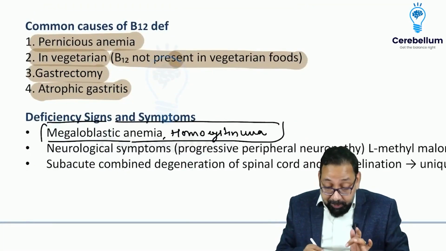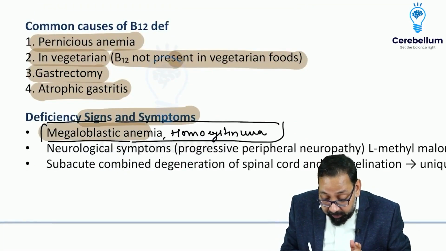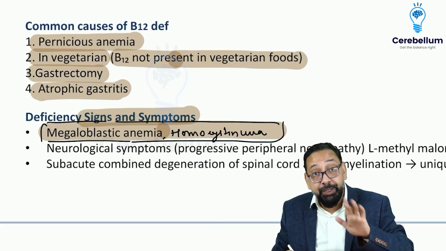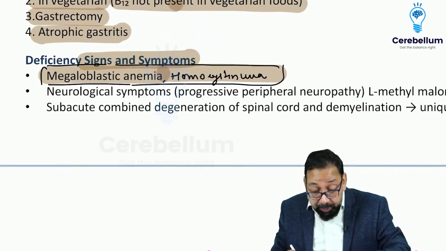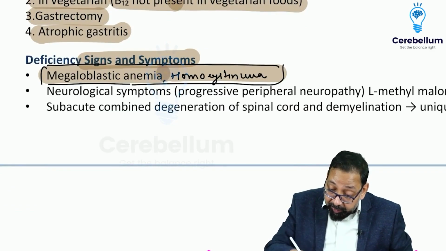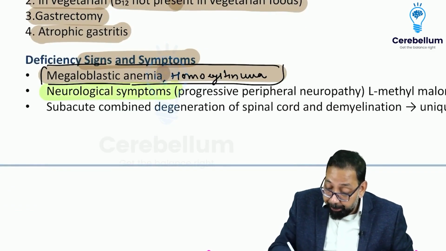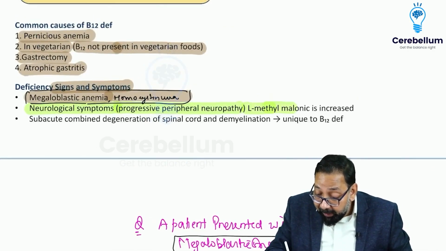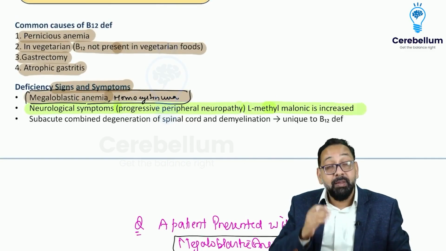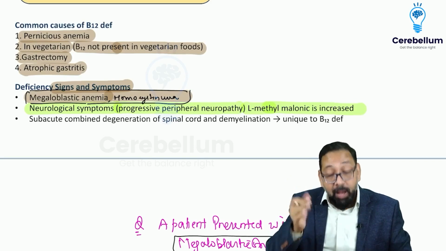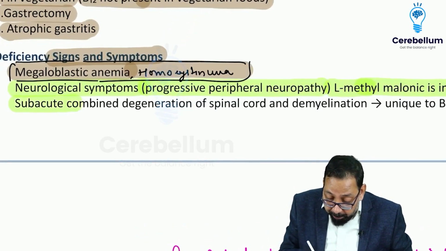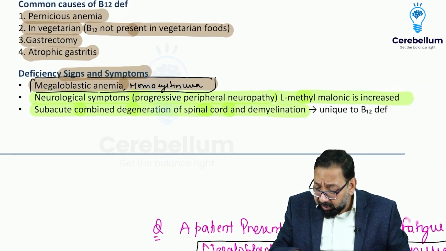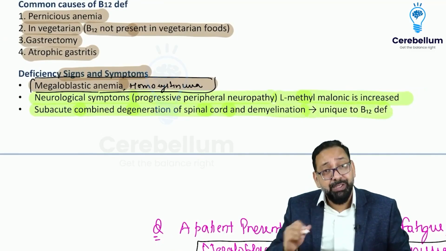Signs and symptoms of B12 deficiency: megaloblastic anemia and homocystinuria, which we have discussed with sulfur-containing amino acids in detail. Here I will point out that in B12 deficiency there are neurological symptoms, progressive peripheral neuropathy, because methylmalonyl coenzyme A and methylmalonic acid are increased. There is subacute combined degeneration of the spinal cord, with demyelination. This feature is unique to B12 deficiency.